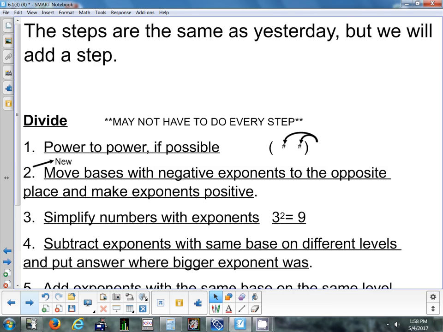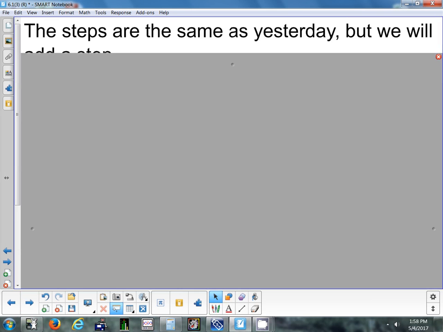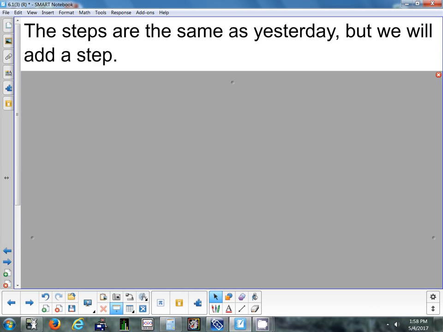All right, so guys, yesterday we followed some steps. When we get into problems that have a lot of different things going on, we're going to want to have a set up way, or some steps to follow, so we can kind of know where we're at. Today, we're only going to add one step. Does anybody think they know what that one step we add might be? Think about what we've just been doing.